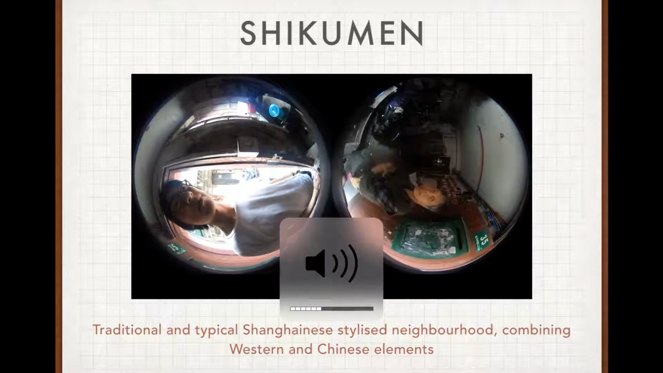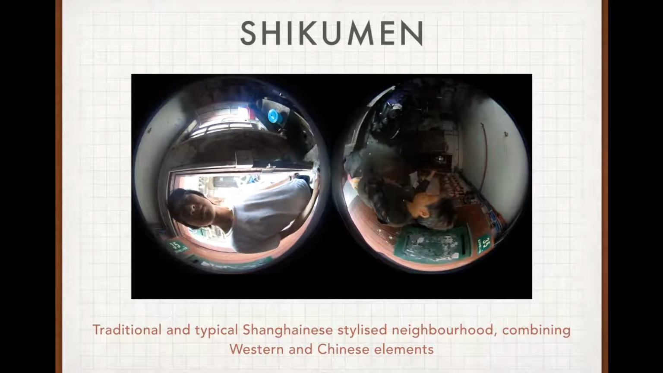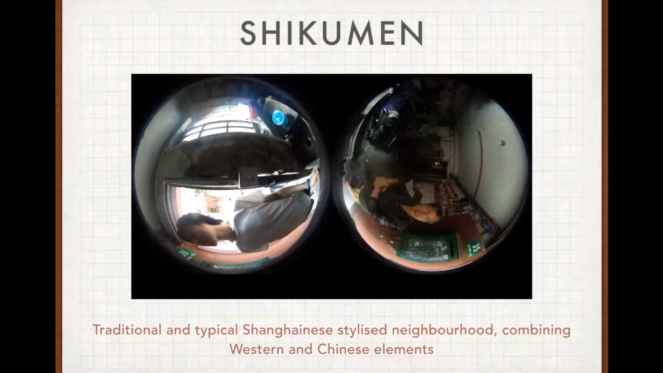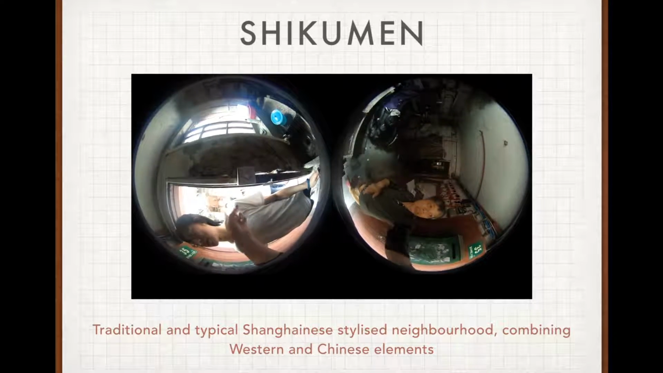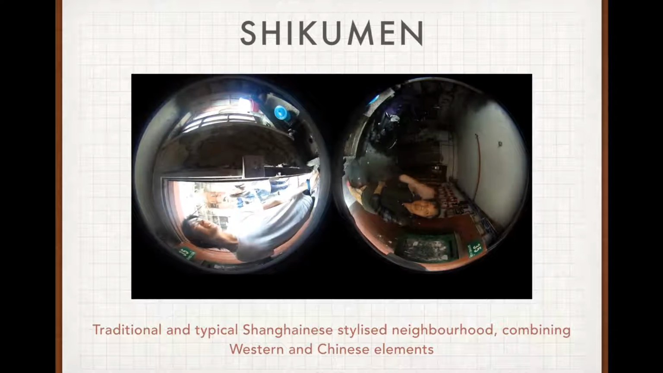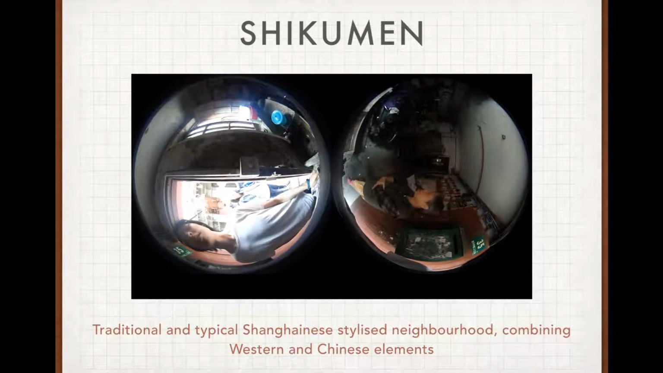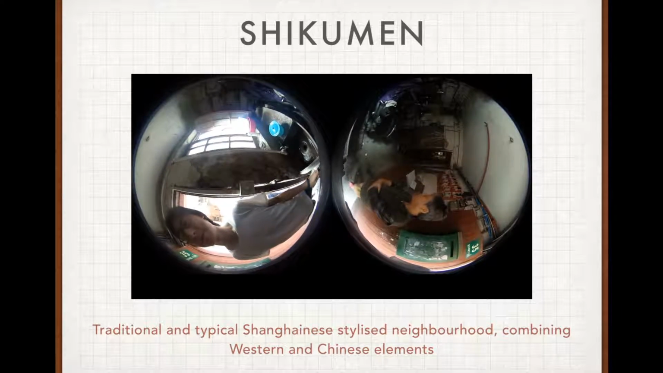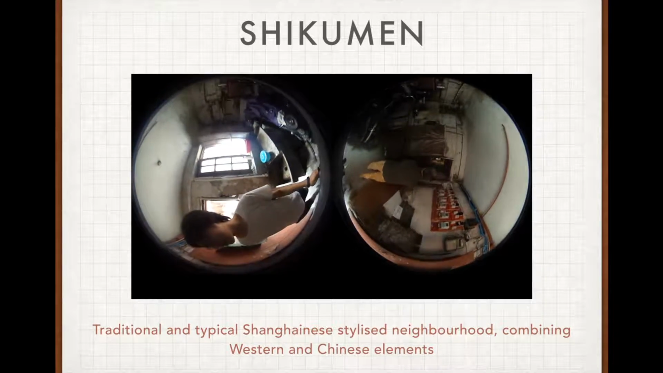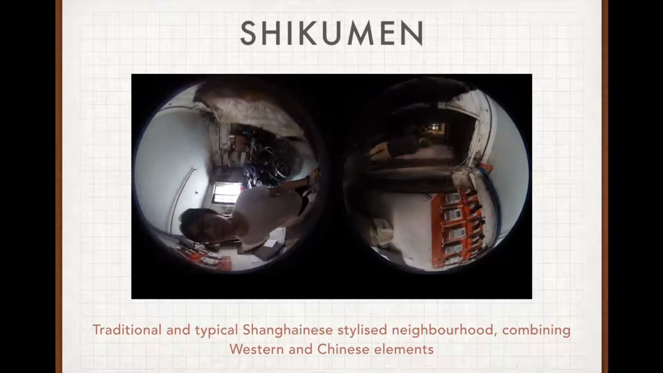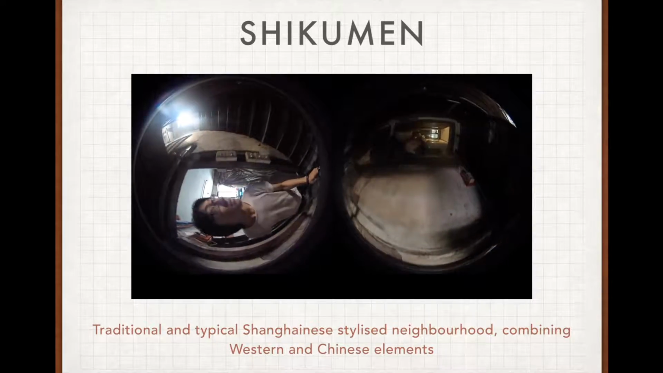What's behind the second door is the Shikumen neighborhood. We went to this old Shanghainese neighborhood, and we met this old lady. She lived in a Shikumen house. She introduced us to what Shikumen is. It's a traditional and typical Shanghainese stylized neighborhood. It's a combination of Western and Chinese elements, and you can see it here. So that's the Shikumen neighborhood.